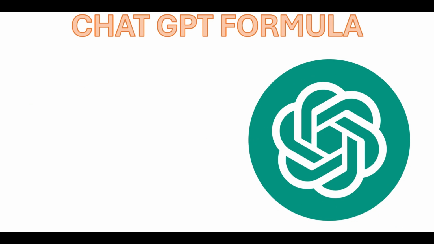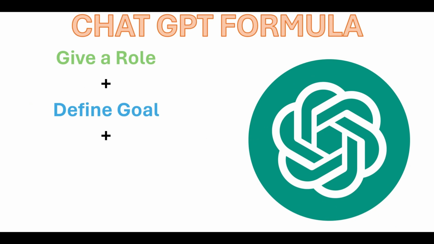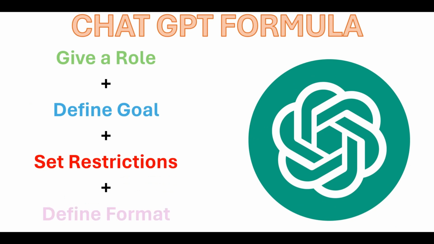As we discussed in the last video, the ChatGPT cheat sheet, we derived a formula from it. What we include in the formula: first we have the role. First we have to give the role to ChatGPT, how to act. Then we define the goal, what we want. Then, if you want to set any restrictions, and the fourth one is to define the format. Setting restrictions is not mandatory, but all the other three are mandatory. If you want a precise answer, you must set the restrictions.